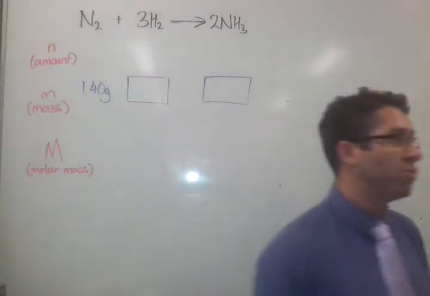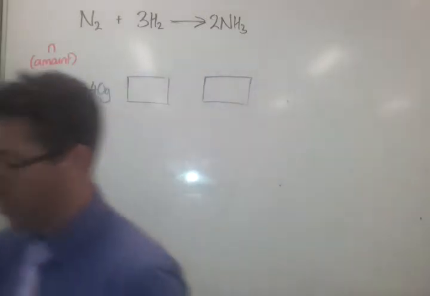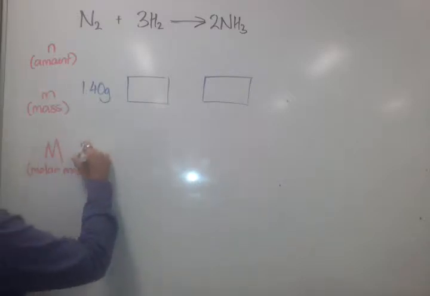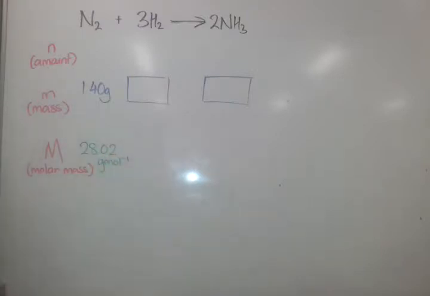Nitrogen on the periodic table should be roughly 14.0. So if you have your periodic table, which is at the back of your book, I believe, we see that nitrogen is 14.01. How many nitrogen atoms are in a nitrogen molecule? 2, so we need to double that. So we're going to get 28.02 grams per mole. Hydrogen, 1.01. How many hydrogen atoms in a hydrogen molecule?